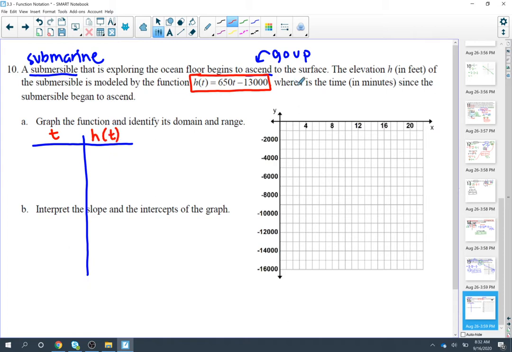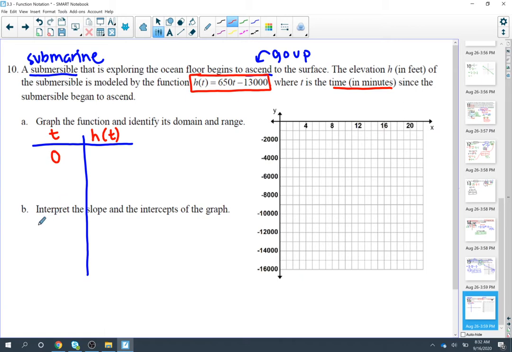Now, it says where t is the time in minutes since the submersible began to ascend. Well, think about this, people. If we're at the bottom of the floor and we start our stopwatch and we start going up to the surface, at what time is the starting time? Well, that's at time 0.